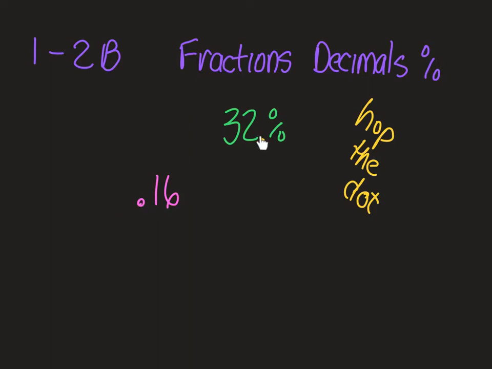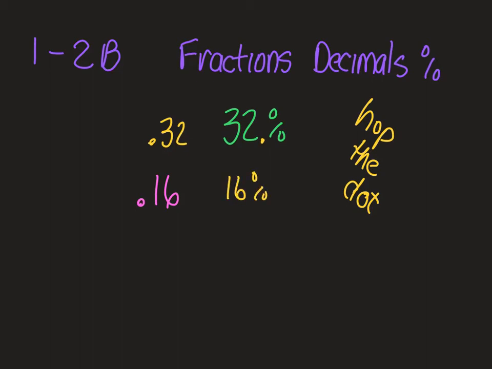Okay, percentages. If it starts here and we want to make it a decimal, we're going to hop backwards 2 times. And the decimal is going to now be in front of the 3. So the decimal would be 0.32. If it's already a decimal, now I'm going to hop 1, 2 places to the right. That's going to turn into 16%.